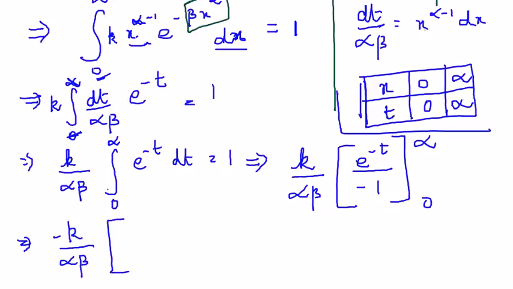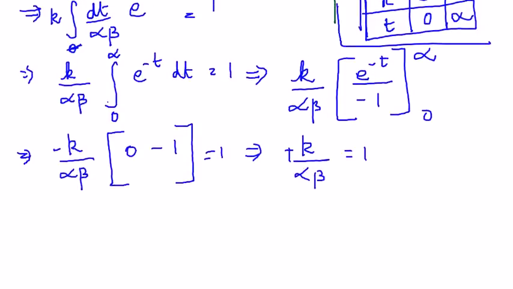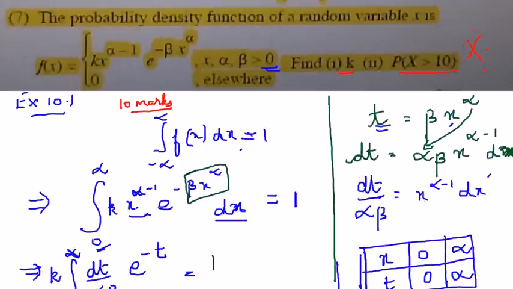So e power minus infinity is going to be 0 and e power 0 is going to be 1, right? So of course this is equal to 1. So this gives us minus k by alpha beta into minus 1, so plus k by alpha beta is equal to 1, which means that k is equal to alpha beta. So this is what we had to find out, right?